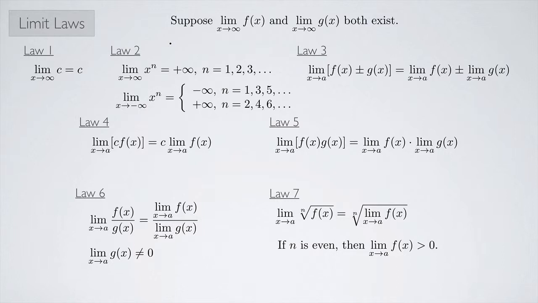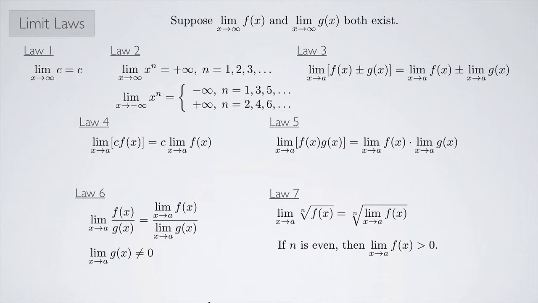The limit as x approaches infinity of x to the n will be positive infinity for any value of n: 1, 2, and 3, and so on. But as x approaches negative infinity, x to the n depends on whether n is odd or even. If it's odd, then we get negative infinity, and if it's even, we get positive infinity. Like I said, on the next slide we'll look at this in more detail.